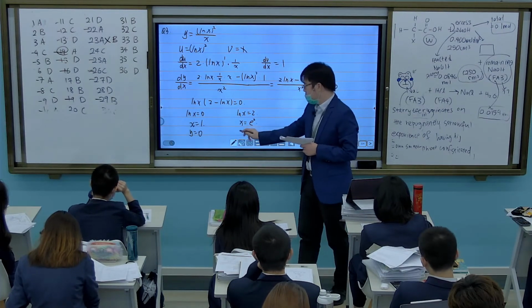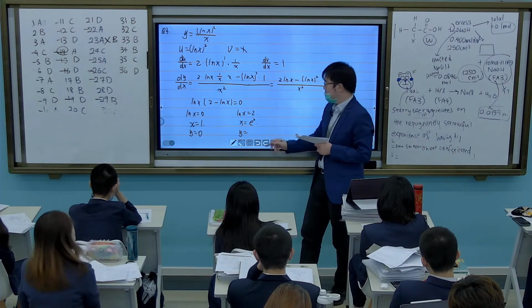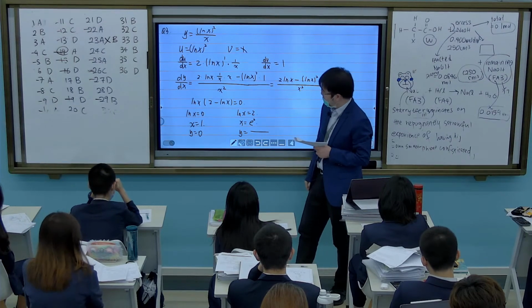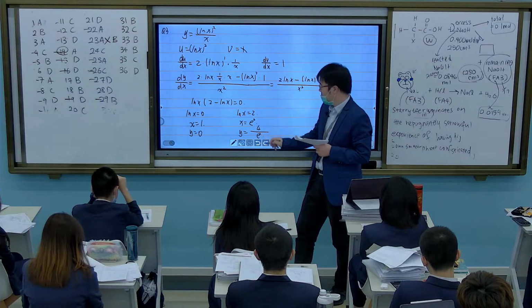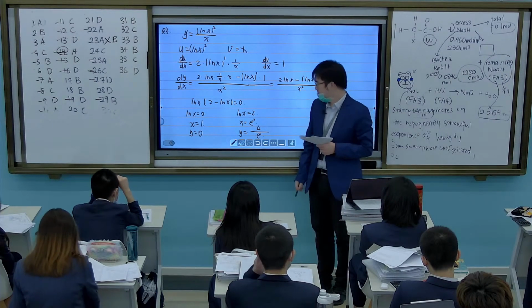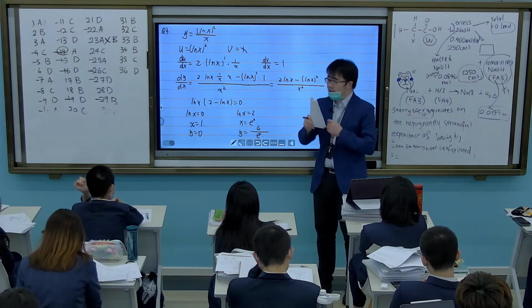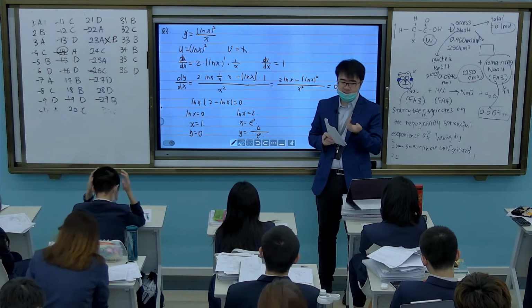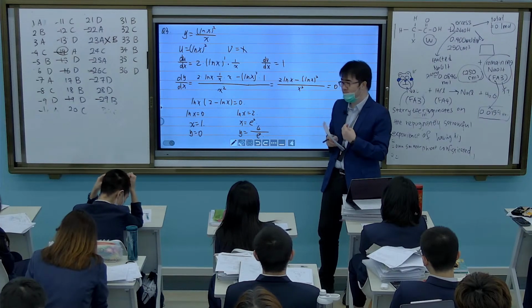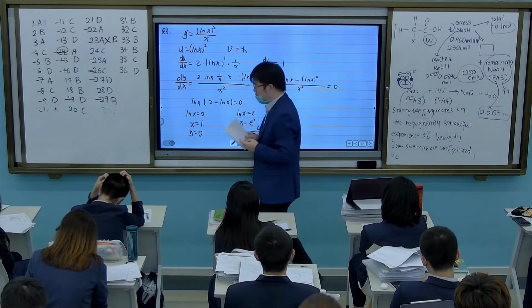If x equals e squared, what is it? It is 4 over e squared, right? ln x will be 2, so 2 squared is 4. 4 divided by x, which is e squared. So it is 4 over e squared.